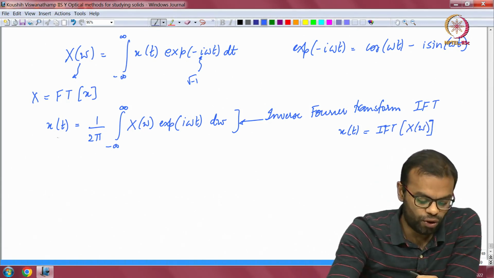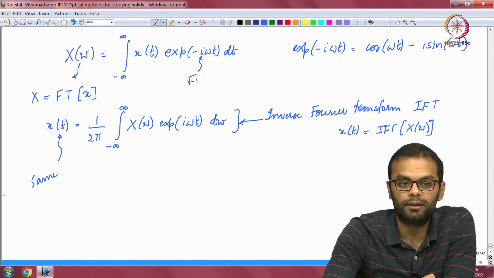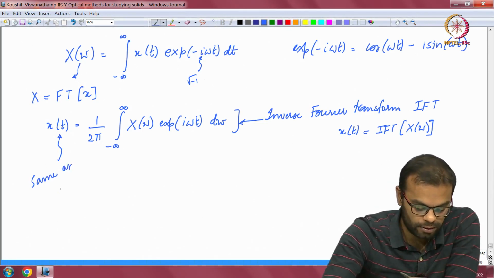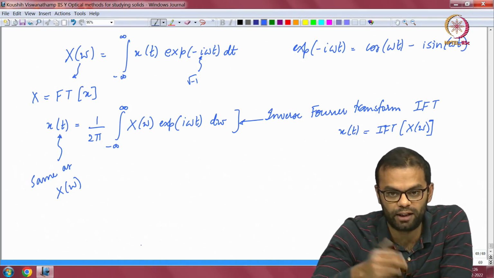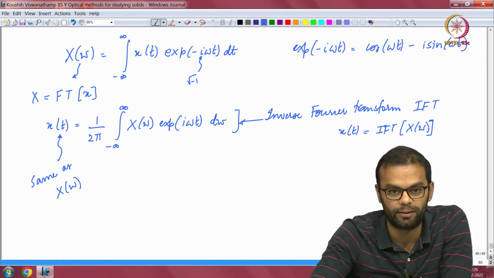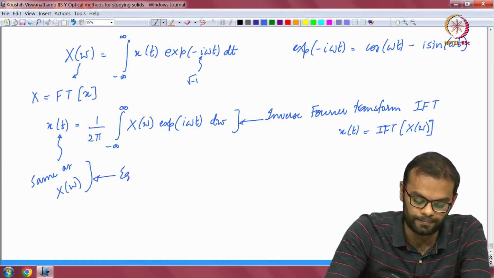Okay. So if you knew x of t, then it is as good as knowing capital X of omega, or if you knew capital X of omega, you know everything about the signal. If you knew small x of t, you know everything about the signal. So they are both equivalent representations.